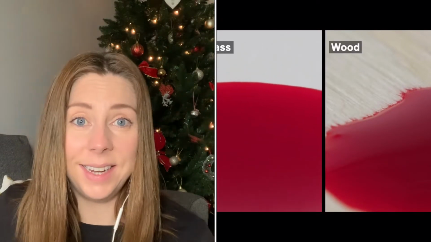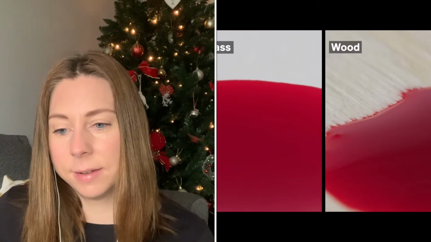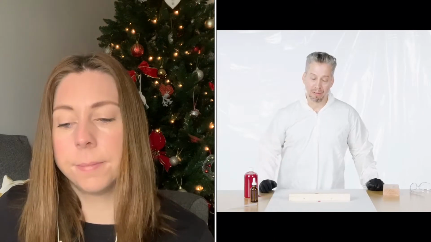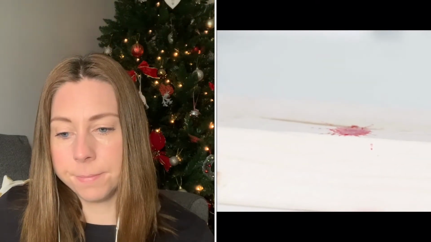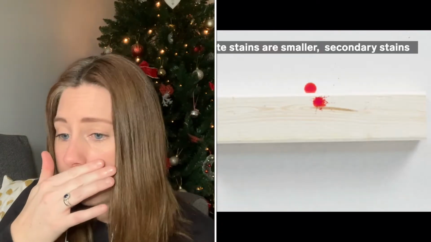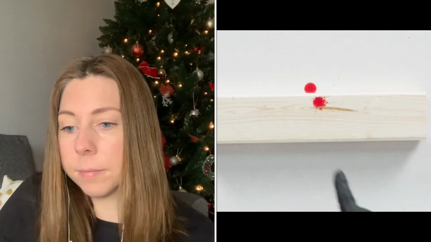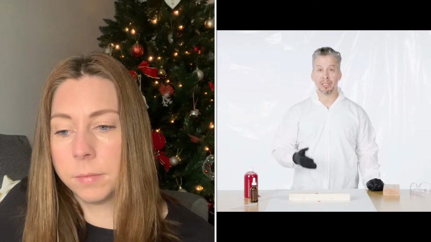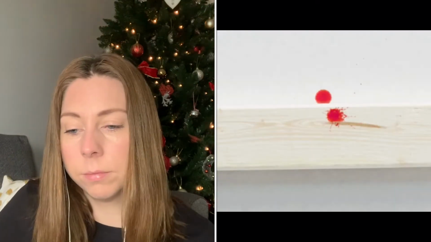Now we have this spinier pattern because that blood drop is being disrupted by the surface itself. And we can also see we have some satellite stains. Satellite stains are stains that come off a parent stain. So this main stain here is my parent stain. In this case, because of the disruption, they are being forced out from the center of it.